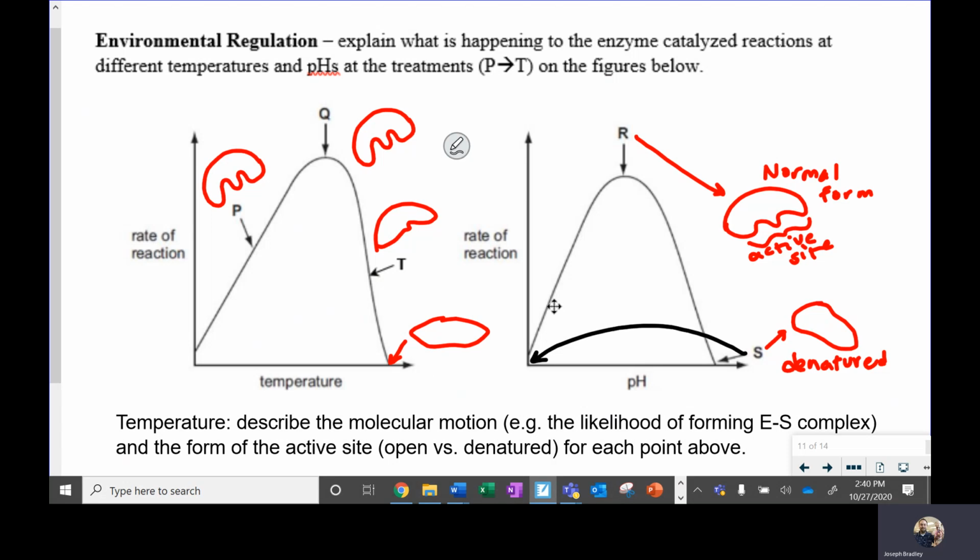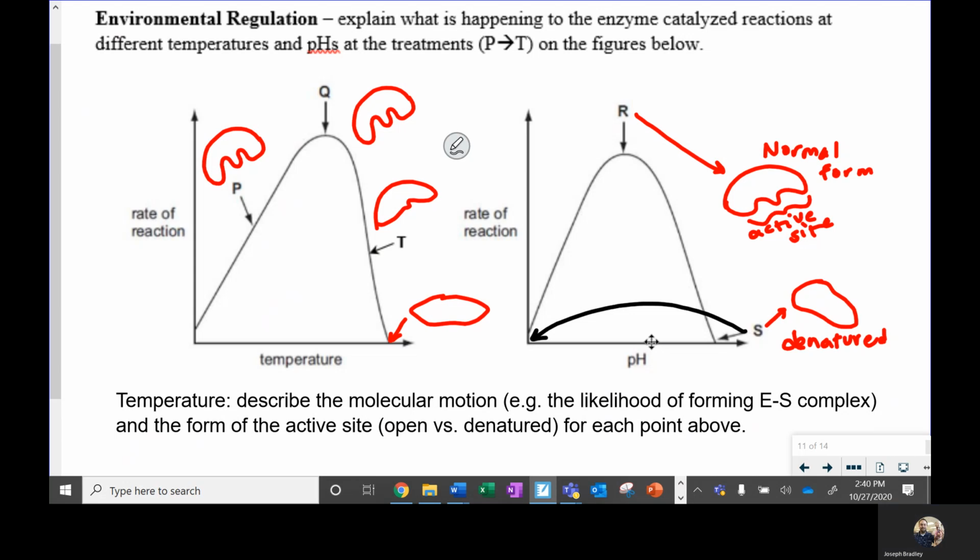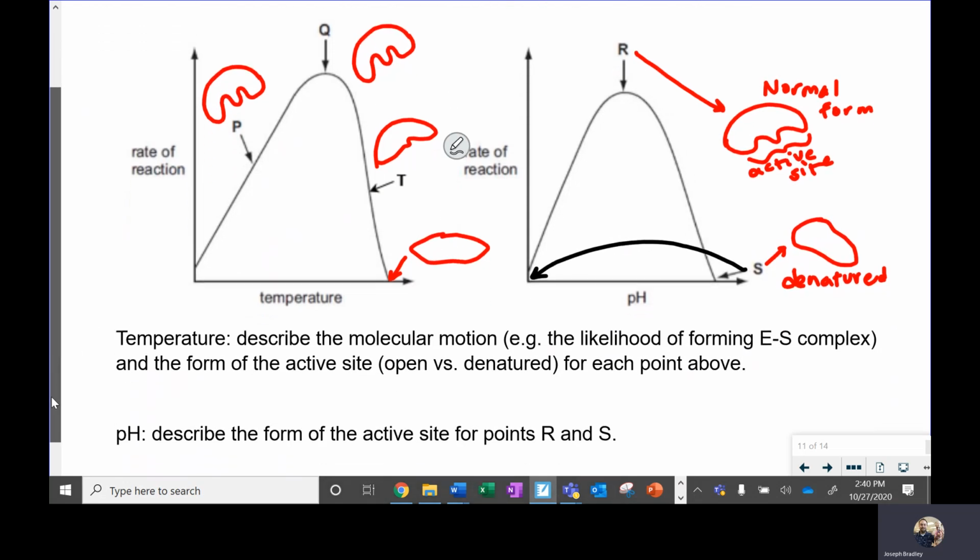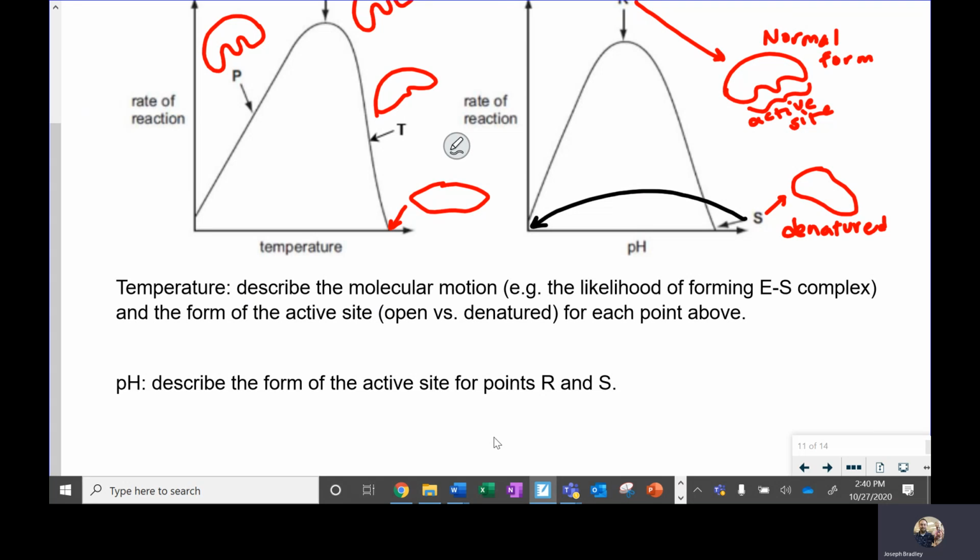For pH, only at point R is it actually functional. Everything else, you see, it loses its function due to denaturation. Notice I added this extra arrow just to show that it's denatured here or here. In temperature, only high temperature denatures an enzyme. Cold just makes it go slower.